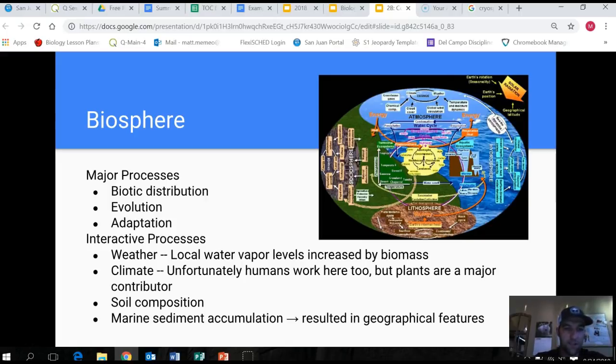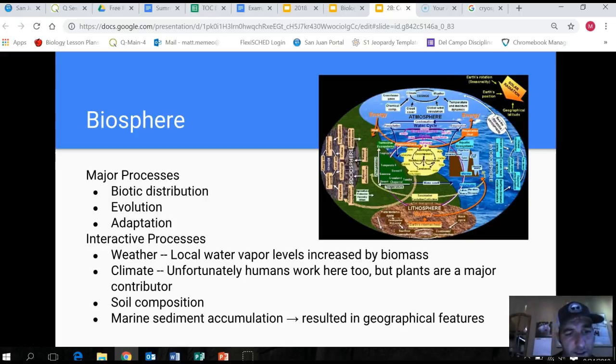Another process that's going to happen within the biosphere is evolution. So the changing of those organisms over time. Okay? What leads to that is adaptation. So adaptations based on where they're found. So organisms change due to the environment that they're found in. So again, we've talked about all the different things that can change different parts of the Earth. As those change, organisms need to change along with it in order to survive and thrive. Okay? So those are the major processes within the biosphere.